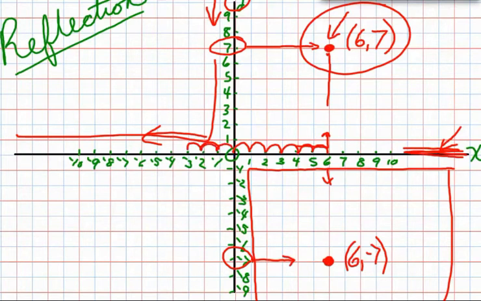1, 2, 3, 4, 5, 6. So it's going to be up this way. And it's still going to be 7 because it's being reflected in the y-axis. We're not moving it anywhere else. So we just simply need to find where these two lines intercept or cross. And that is where our dot would be reflected in the y-axis.